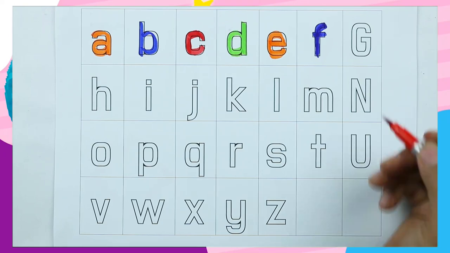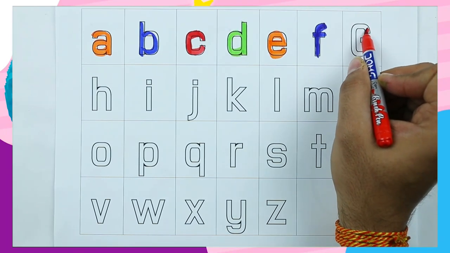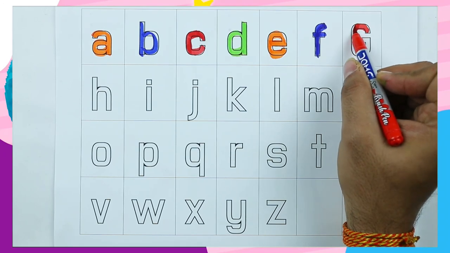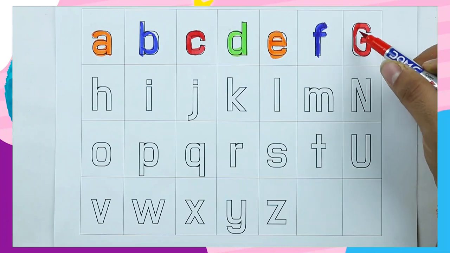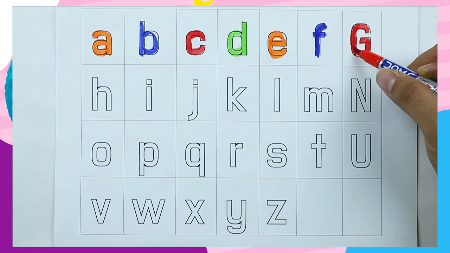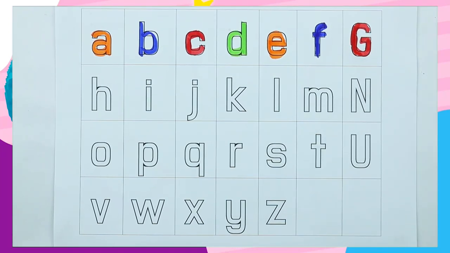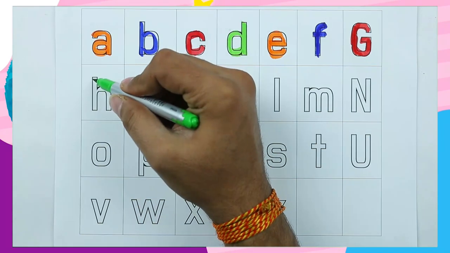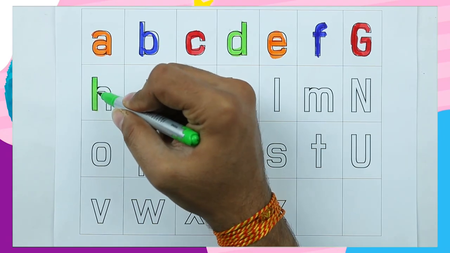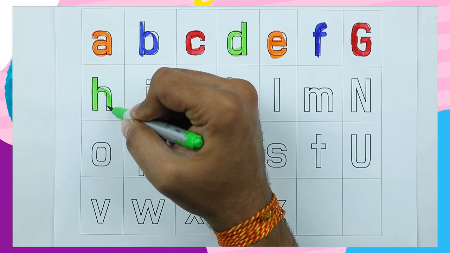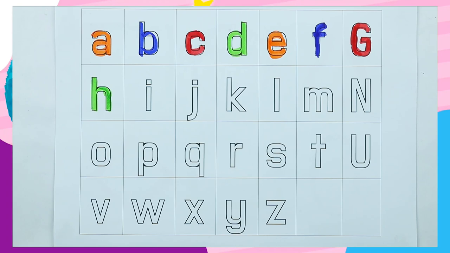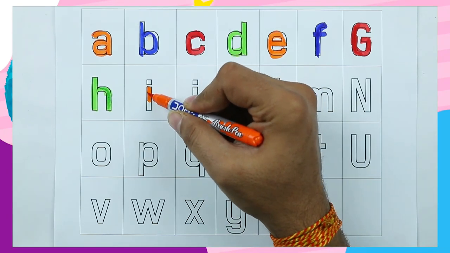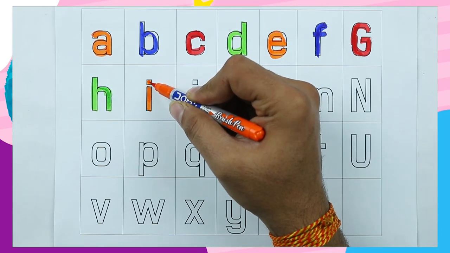G. G for goat. It's G. G for goat. H. H for hand. It's H. H for hand. I. I for ice cream. Small I.